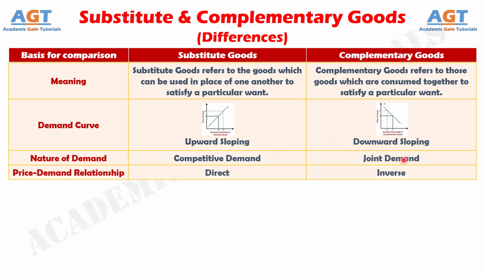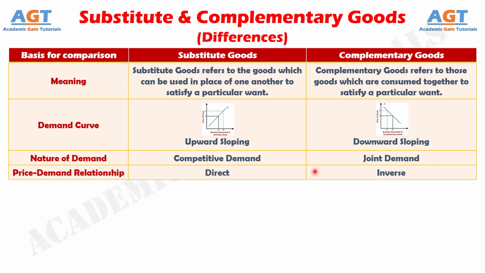Number 4. When an increase or decrease in the price of a related product leads to a rise or fall in the quantity demanded of the main product, then the goods are said to be substitutes. So we can say that substitute goods have a direct relationship between them.